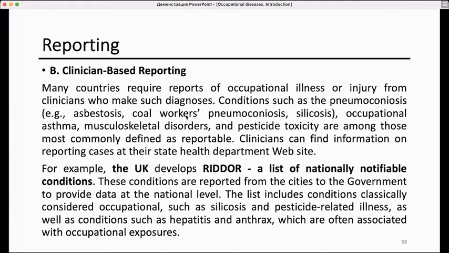For example, the United Kingdom develops the READER system. It is a list of nationally notifiable conditions, and these conditions are reported from the sites to the government to provide data at the national level. The list includes conditions classically considered occupational, such as silicosis and pesticide-related illness, as well as conditions such as hepatitis and anthrax, which are often associated with occupational exposures.